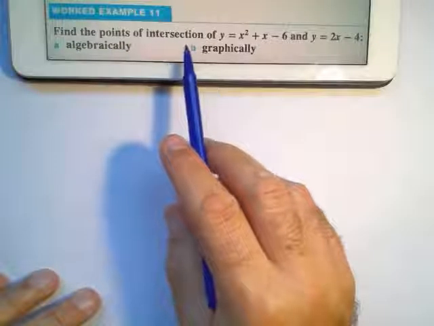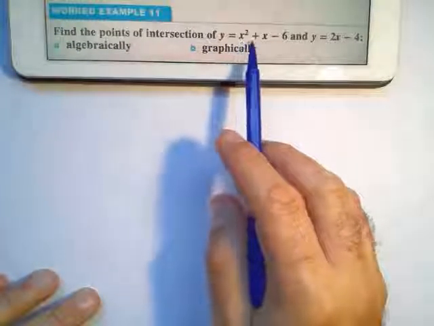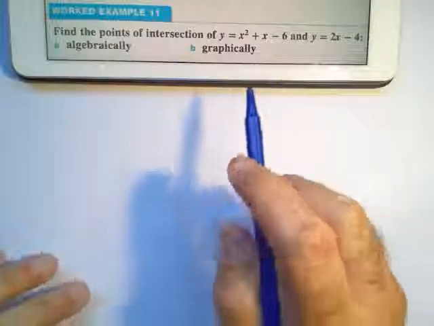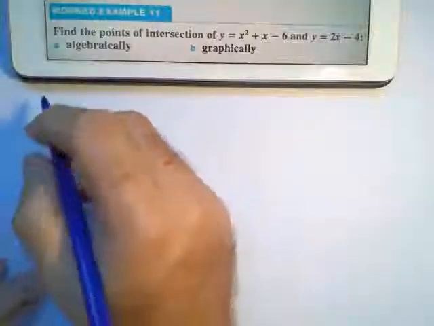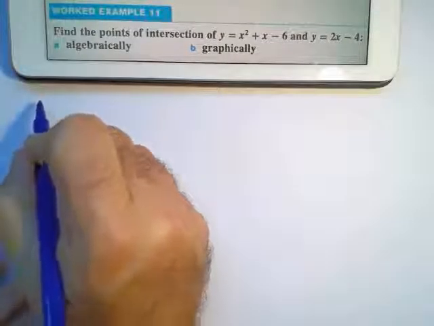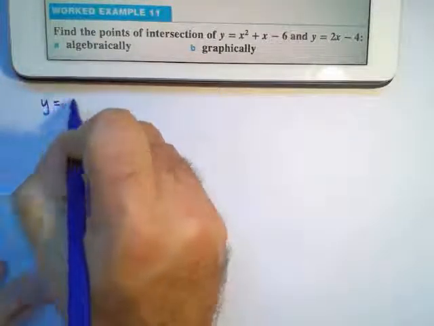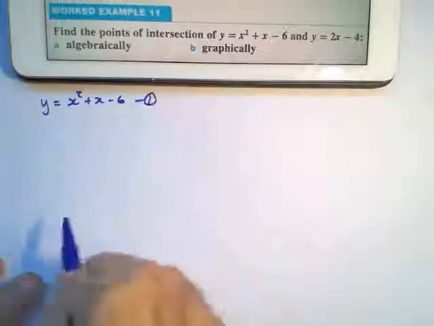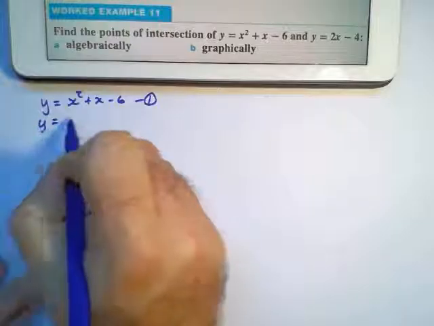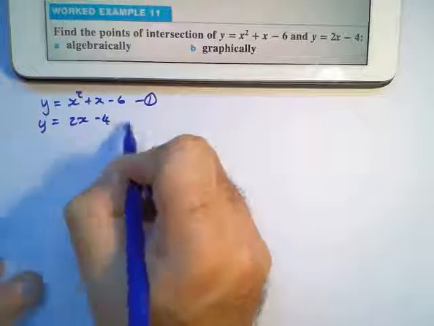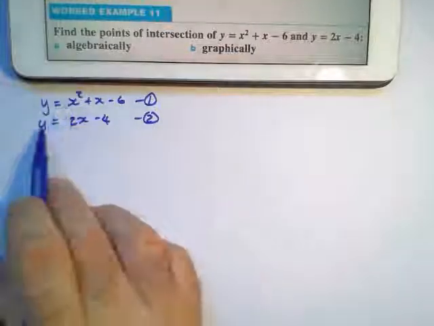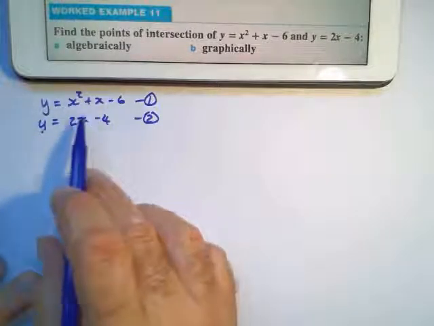Find the points of intersection of y equals x squared plus x minus 6 and y equals 2x minus 4. So algebraically, I'm going to say y equals x squared plus x minus 6. That's equation 1. And y equals 2x minus 4. That is equation 2. Because y is this and y is that, where are these two together?